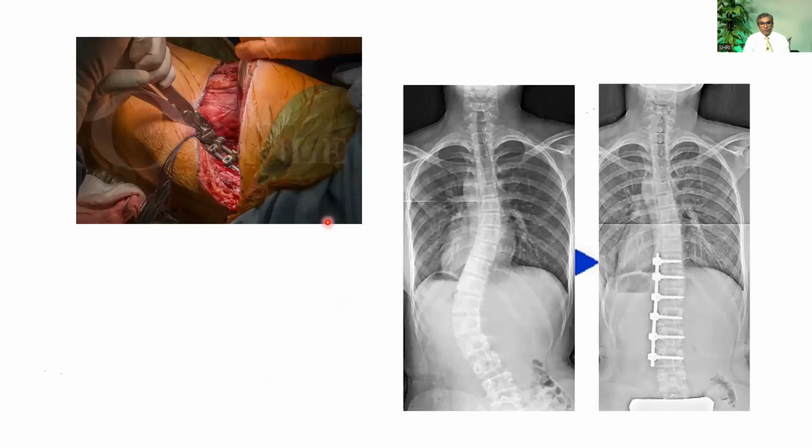So this is a picture of anterior approach to the spine. They have done a thoracotomy and approached the spine anteriorly. And you can see in this X-ray, you put screws and rods into the vertebral bodies and straighten them.